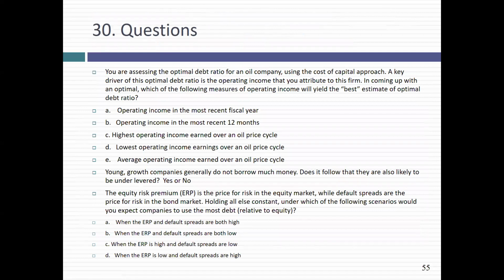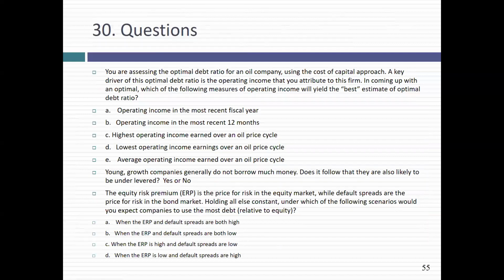All right, so here are three different questions. This is more of an overview of how you would think about estimating optimal debt ratios for different types of companies. First, you're assessing the optimal debt ratio for an oil company using the cost of capital approach. A key driver of this optimal debt ratio is the operating income that you attribute to this firm.